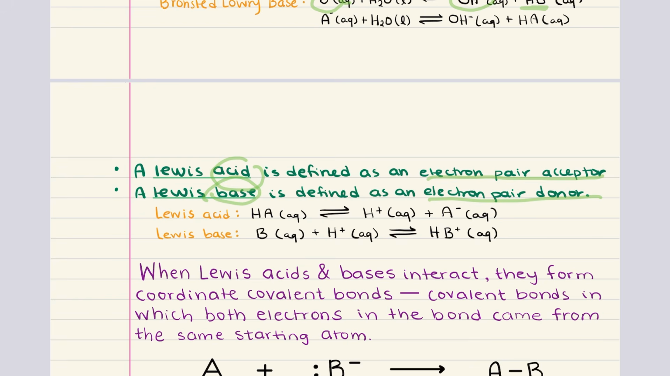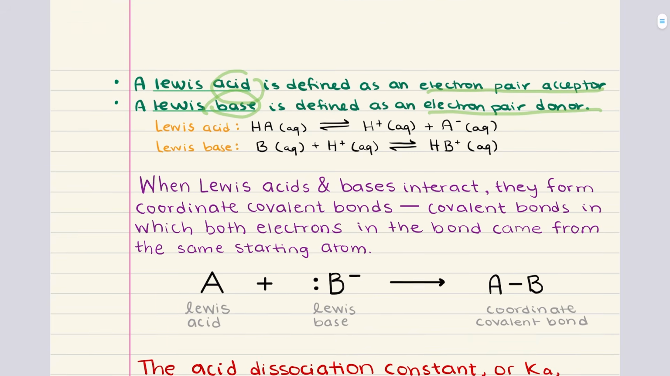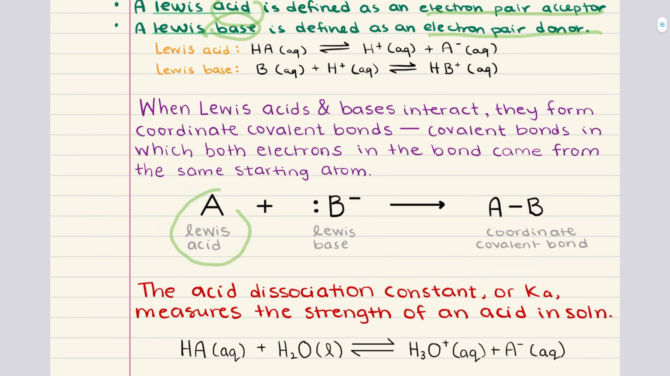This definition broadens the scope of acid-base chemistry beyond just proton transfer. For example, when a Lewis acid reacts with a Lewis base, they form a coordinate covalent bond, where both electrons in the bond originate from the Lewis base. This type of interaction is especially relevant in many organic reactions, especially those involving metal catalysts or electrophilic species.